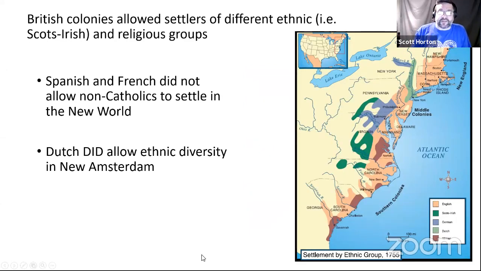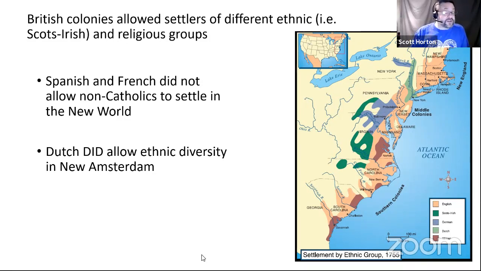British colonies allowed settlers of different ethnic groups. For example, the Scots-Irish that come in the 1700s, the Germans that come and settle, a lot of them settle in Pennsylvania. And we take the word Deutsch, which is the German word for German, and turn that into Dutch. So when you hear about the Pennsylvania Dutch, they're actually Germans, not Dutch.